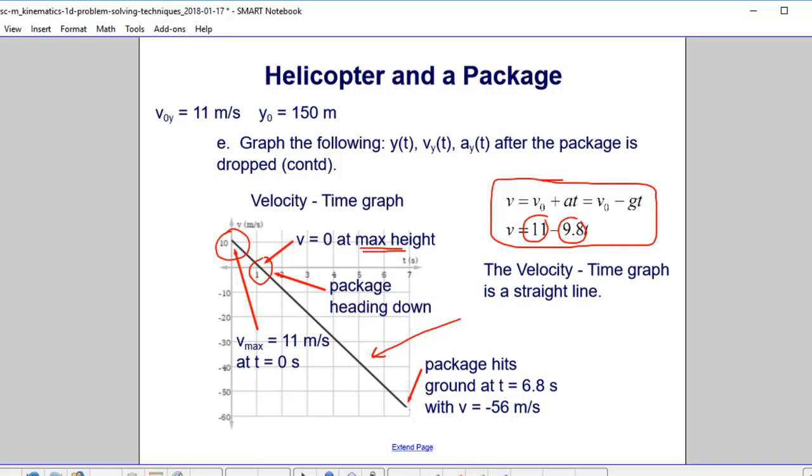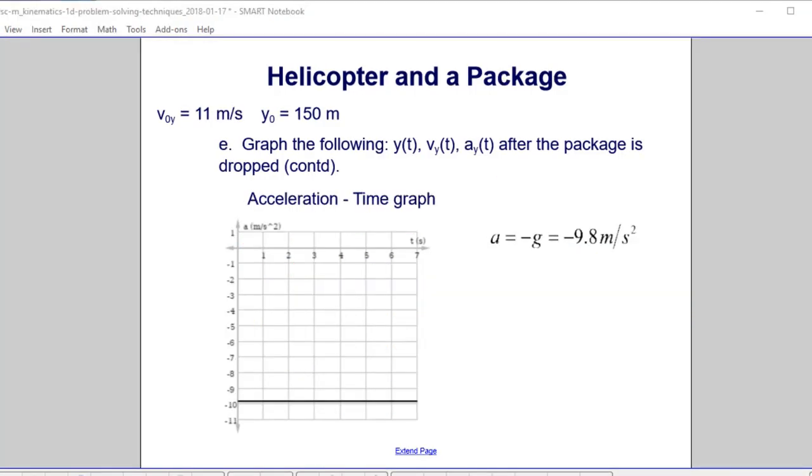And we know it hits the ground at 6.8 seconds. So here's 6.8. And that will hit the ground. And we know the velocity is negative 56 meters per second. So you can see right over there. So we graphed this based on the numbers we got from the previous solution. Or you could have just gone ahead and graphed the straight line, of course. Just want to show what the straight line meant at the various points on the curve.